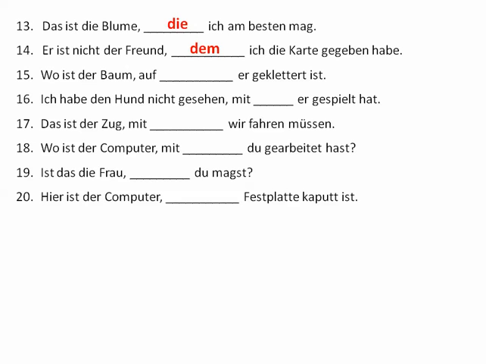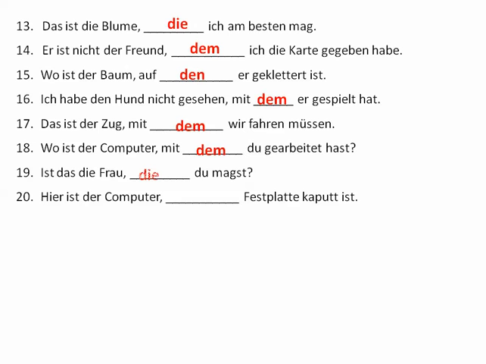Wo ist der Baum, auf den geklettert ist? So climbing, action. Auf is a two-way preposition, so we're using the accusative. Ich habe den Hund nicht gesehen, mit dem gespielt hat. Das ist der Zug, mit dem wir fahren müssen. So here we're using the dative again, mit. Mit is dative. Wo ist der Computer, mit dem du gearbeitet hast?